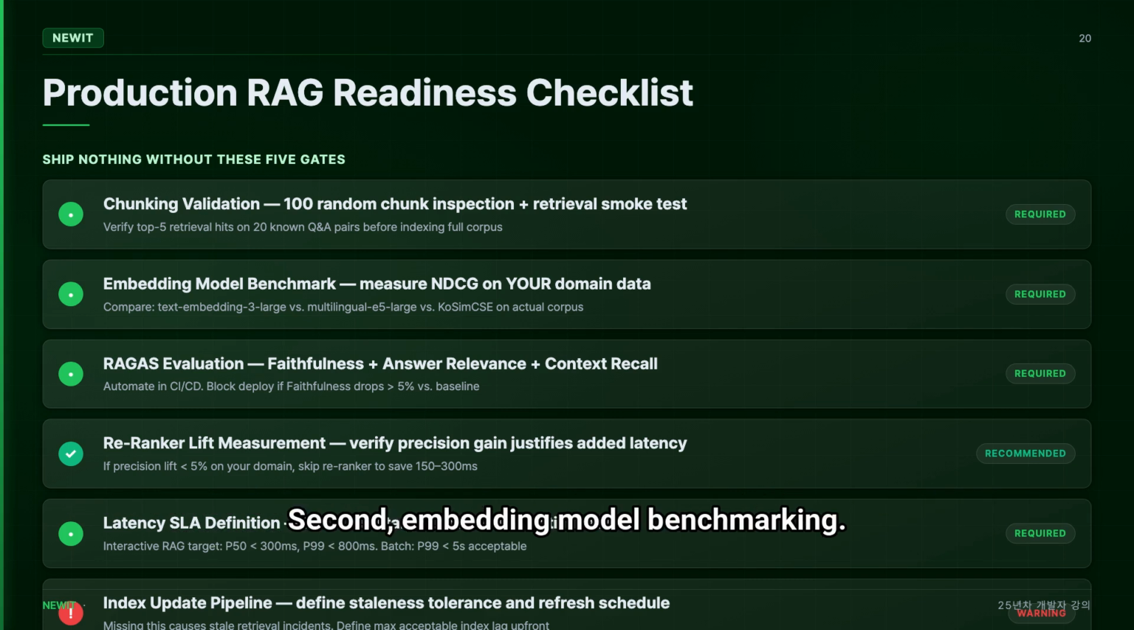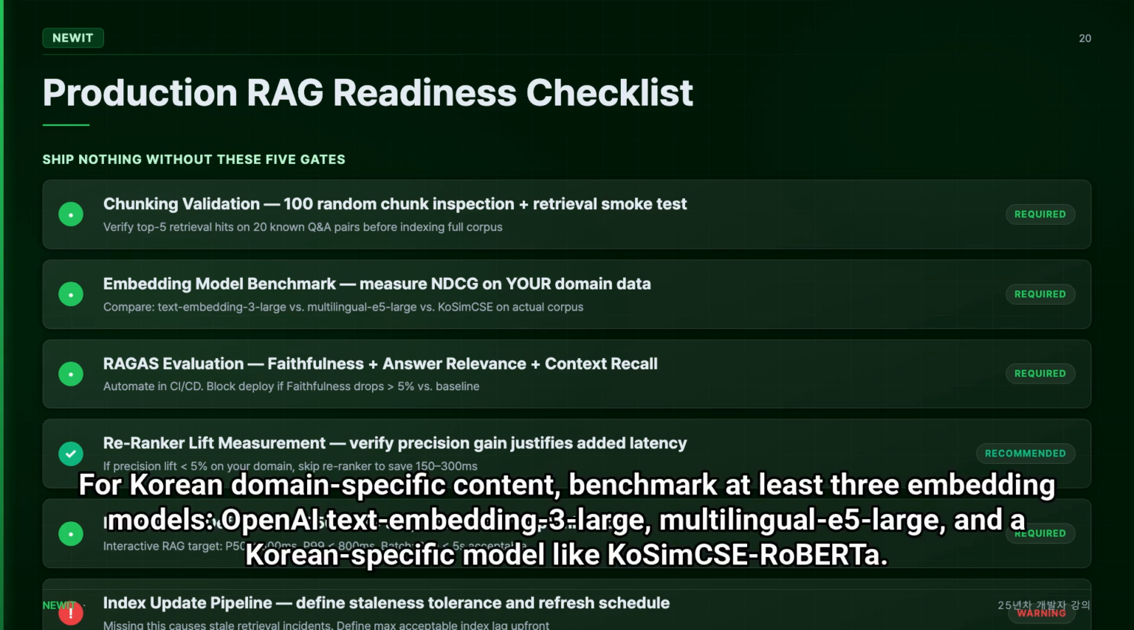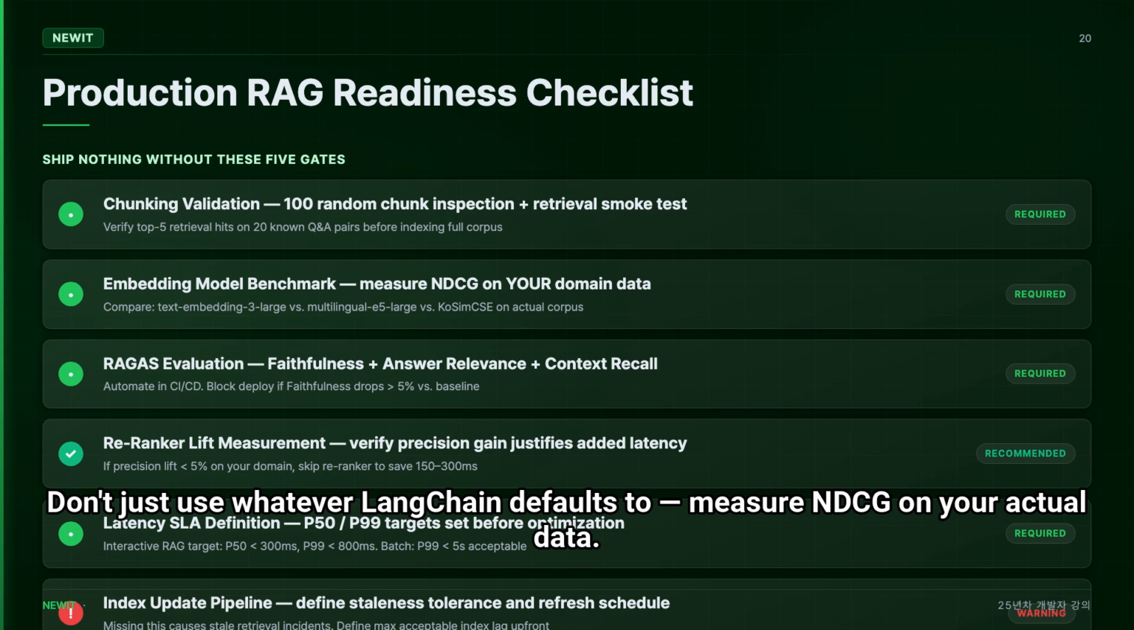Second, embedding model benchmarking. For Korean domain-specific content, benchmark at least 3 embedding models: OpenAI text-embedding-3-large, multilingual E5 large, and a Korean-specific model like KoSimCSE RoBERTa. Don't just use whatever LangChain defaults to. Measure NDCG on your actual data.